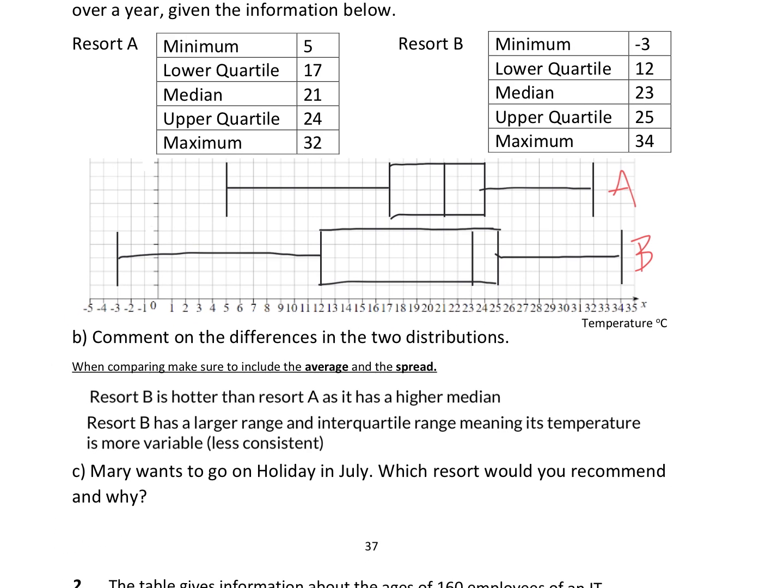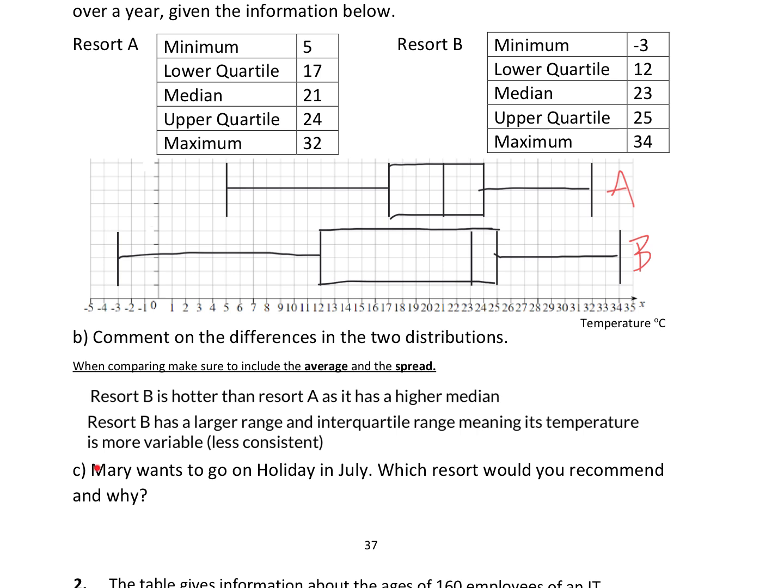We can then use that information to answer C as well. Mary wants to go on holidays in July. Which resort would you recommend and why? Really depends on the individual. What do you think Mary wants, I suppose, is important, but maybe what this example highlights is that even though resort B has got a higher average temperature, there's not a big difference in it. But what you can say is that B is very variable what the temperature could be. So if you're going on holidays and it's only 1 week in the year and you want it to be good, you want to make sure it's good.